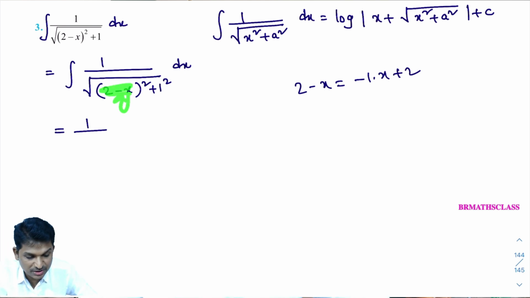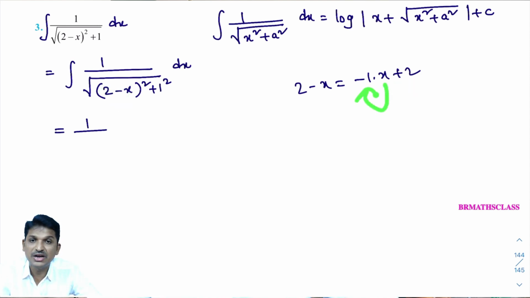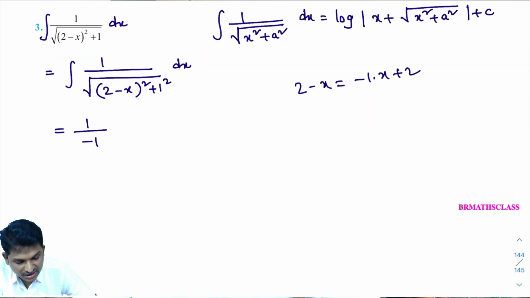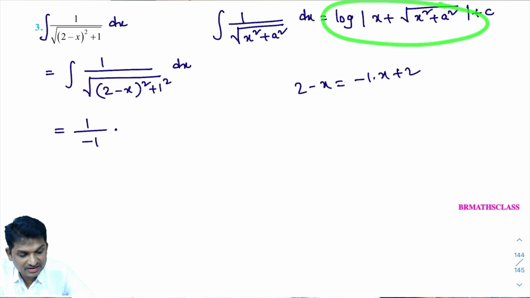This is of the form ax plus b. I explained here, 2 minus x is in the form of ax plus b. What is x coefficient? X coefficient is minus 1. This answer starts with 1 by x coefficient, that is 1 by minus 1 into. Now you look here. This is the answer.